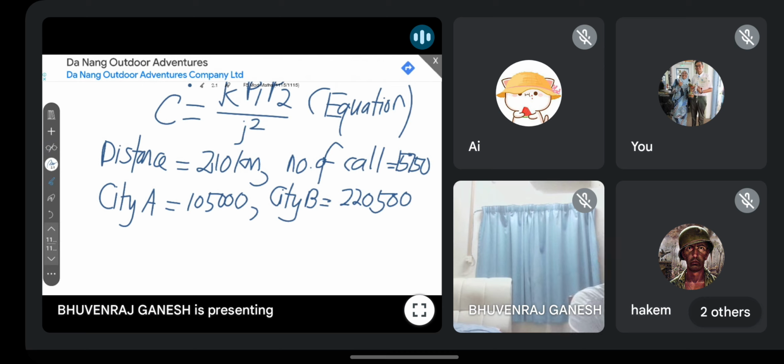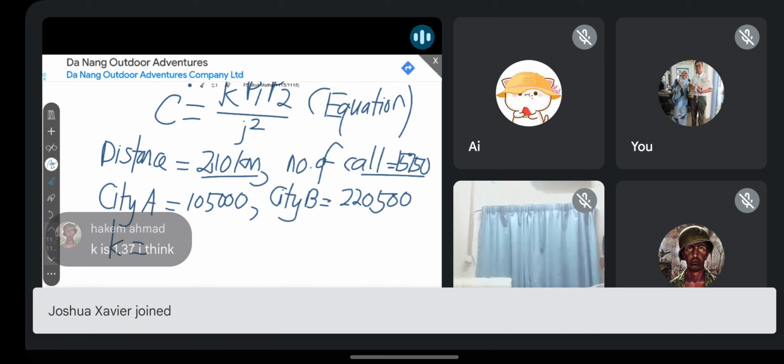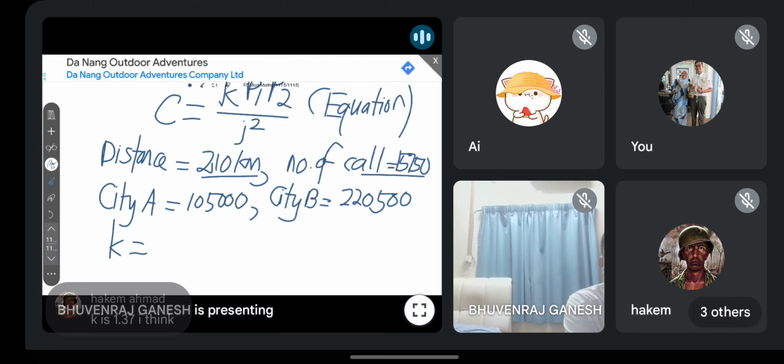Hello guys. K value? What do you all get based on all this? No, not 1.37. The rest? You got a square here, huh? Remember guys, there is a power of 2, you know. So your value you must square. Don't just directly use the value and times. You must square first, then only you times.